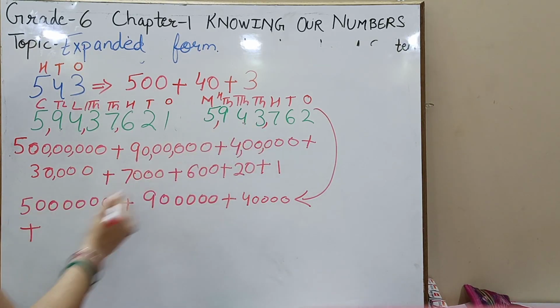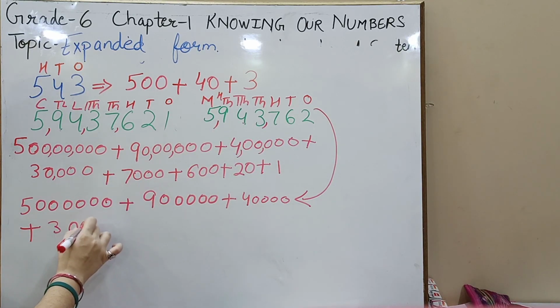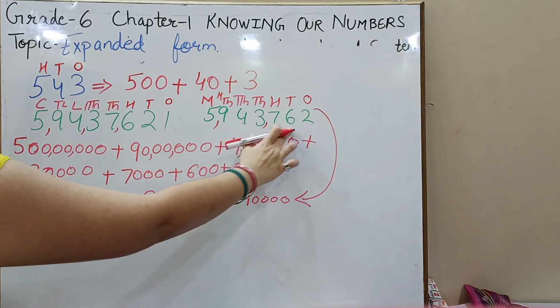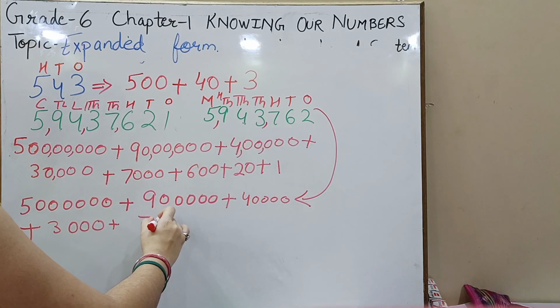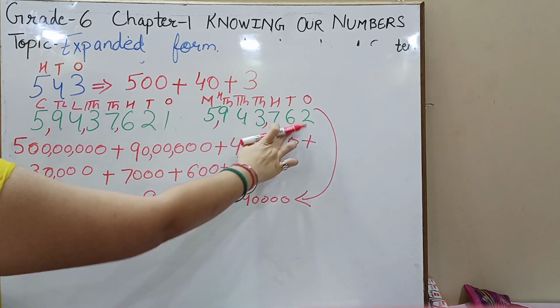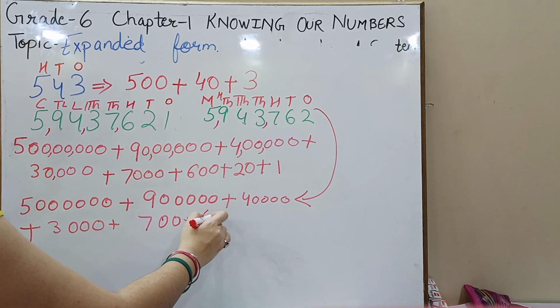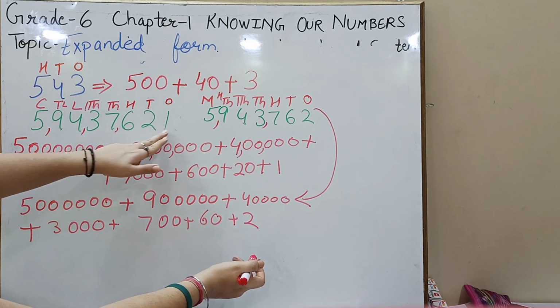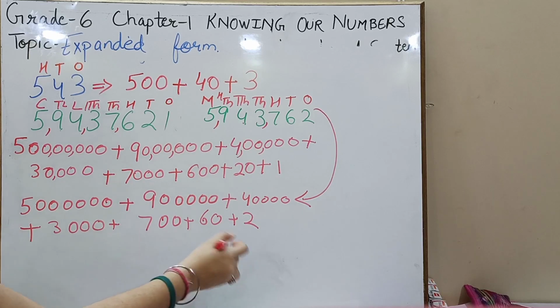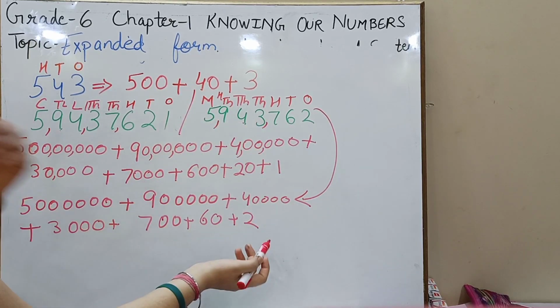Plus the next number is 3: 1, 2, 3, because there are 3 digits after 3. The next number is 7, then 2 digits. Plus 6, then 1 digit, plus 2. Now we have missed one number here, but no issues. Let us take this as another example.